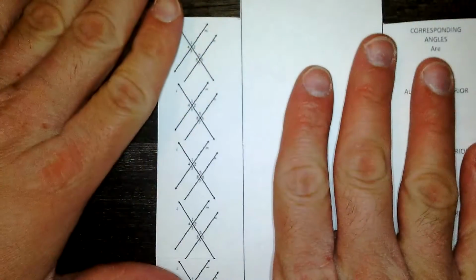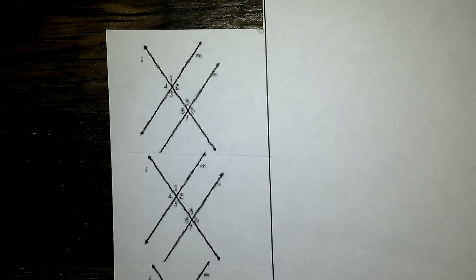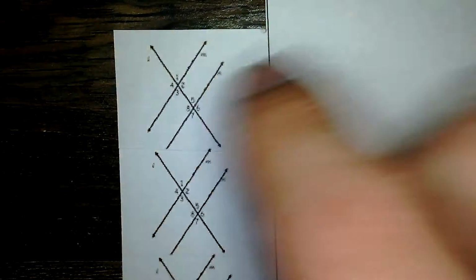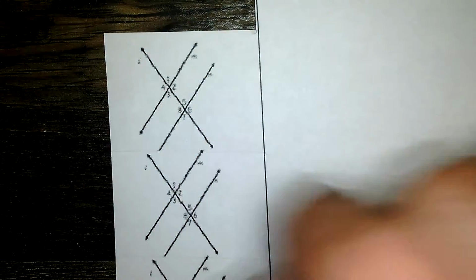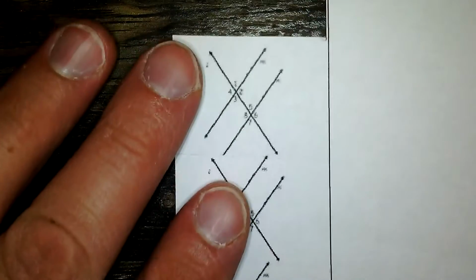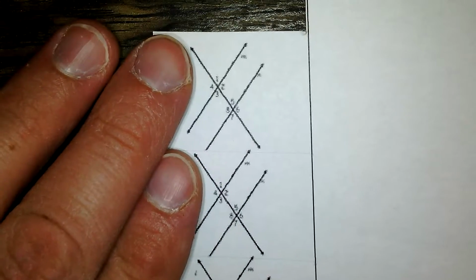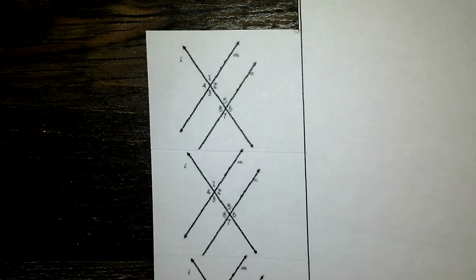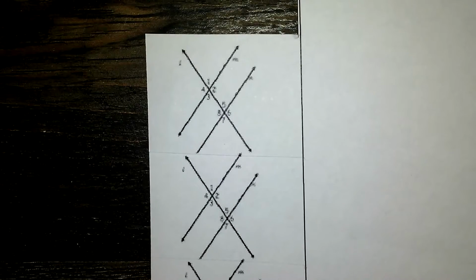So let's go ahead and talk about this real quick. Using the definitions that we were just talking about, looking at this right here, we can see that my angles are labeled. I have my two parallel lines and my transversal. And this first one we're going to be working on are what we call corresponding angles. All I'm doing here, guys, is defining the relationship between these angles.